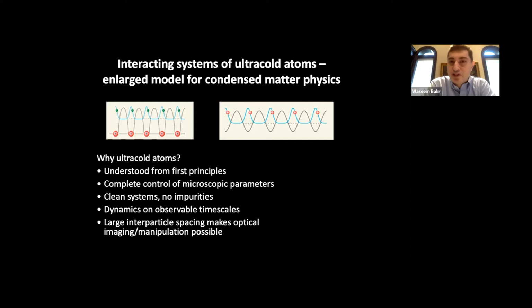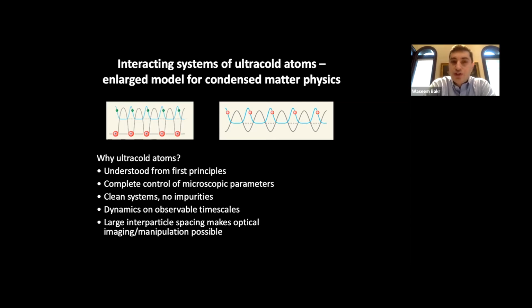And the typical spacings we're talking about are set by the interference of light. You get micron level spacings as opposed to the angstrom level spacings in a solid. So this is really a hugely enlarged model for condensed matter physics, about 4 orders of magnitude larger than what you have in a condensed matter system. So why would you want to work with such a quantum simulator?